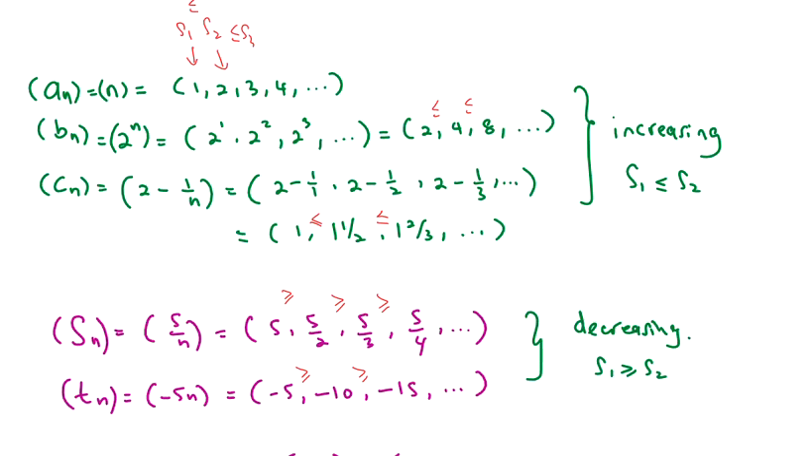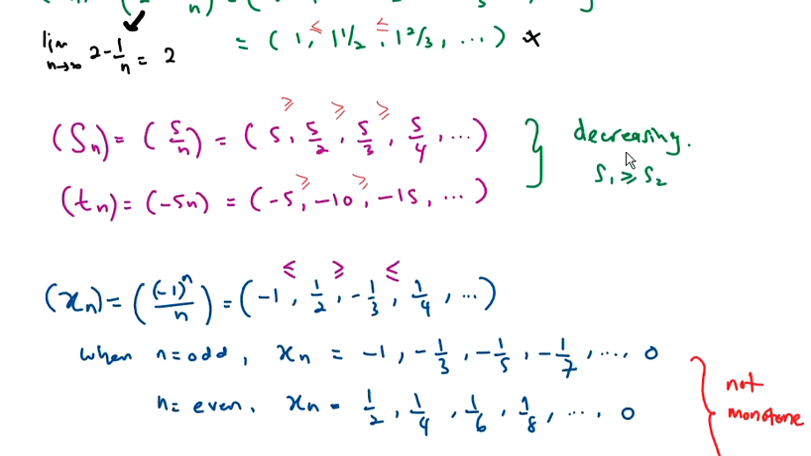How about C sub n? C sub n converges, because when we find the limit, the limit as n approaches infinity of 2 minus 1 over n, we get minus 1 over infinity is 0, so it approaches 2. So they converge to 2. So C sub n is bounded.